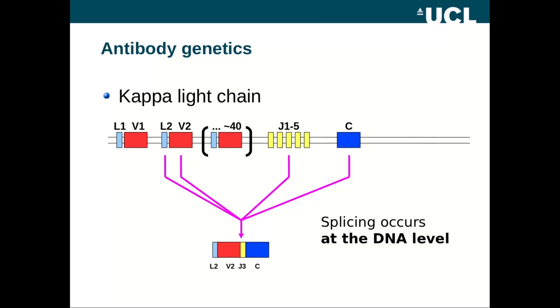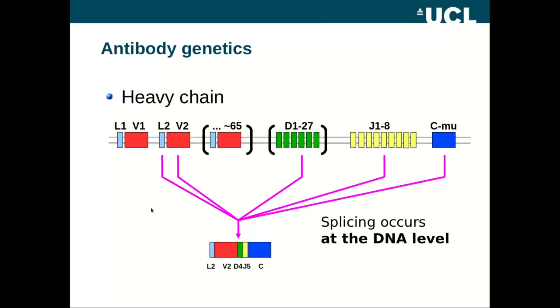In the heavy chain, things are similar but slightly more complicated. So in this case, we have about 65 V regions, 27 D regions, 8 J regions, and then the constant domains. Now, as before, V is variable, J is joining, and D stands for diversity. So again, we can choose one of these 65 variable regions, one of the 27 D regions, one of the 8 J regions at random, and combine them at the DNA level.